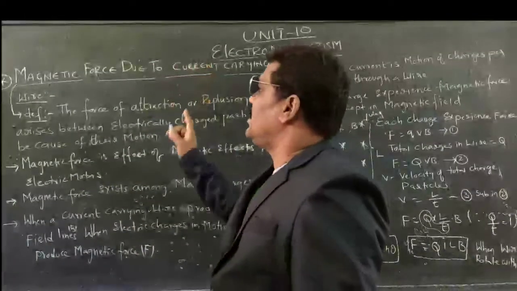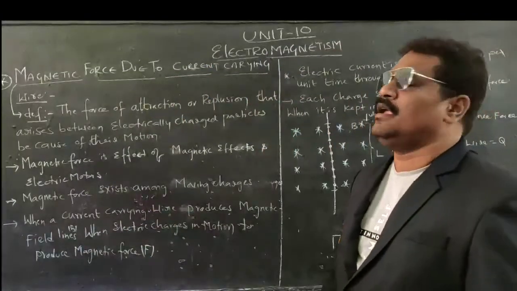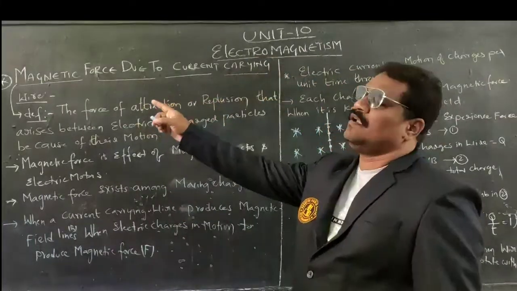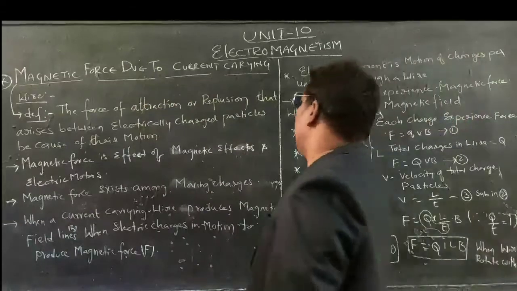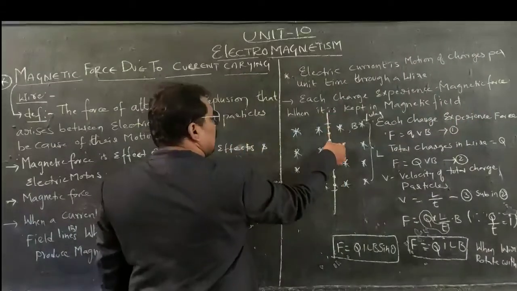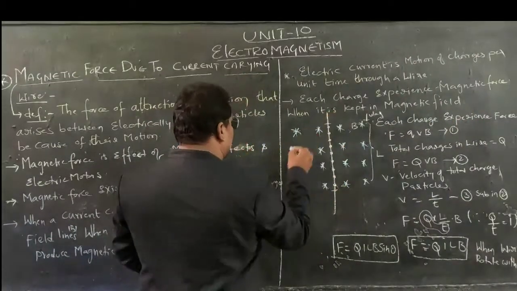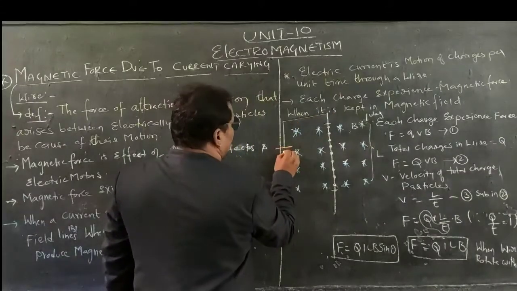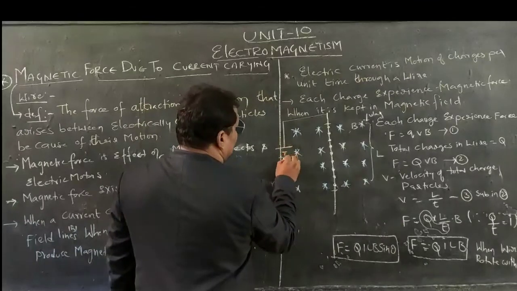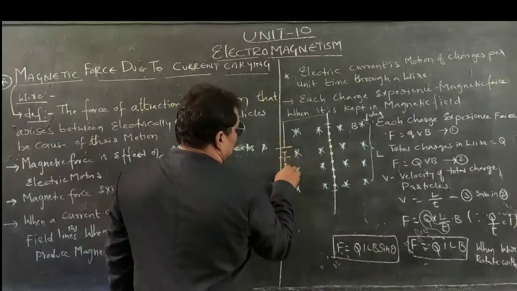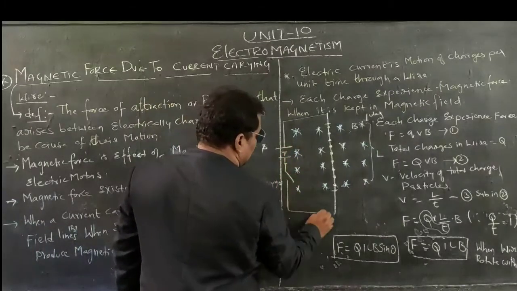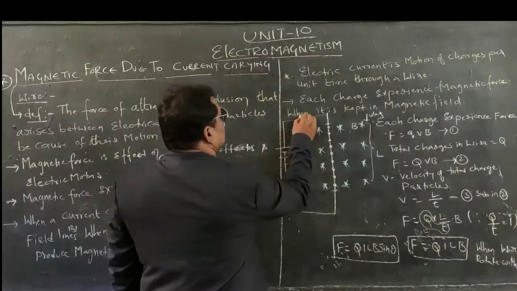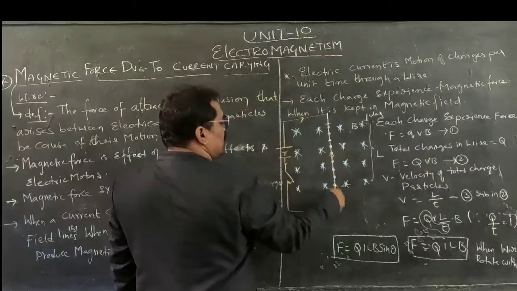Within this electromagnetism, the next topic is magnetic force due to a current carrying wire. I have taken this particular wire, which is connected to a battery consisting of a tap key. When I connect and switch on the key, current starts flowing from high potential to low potential.